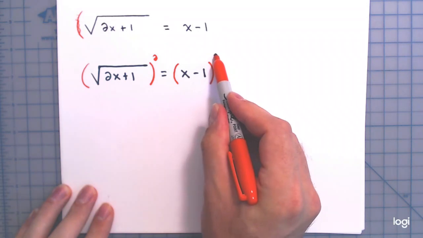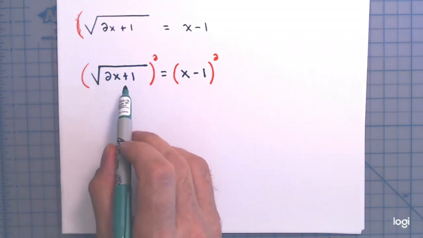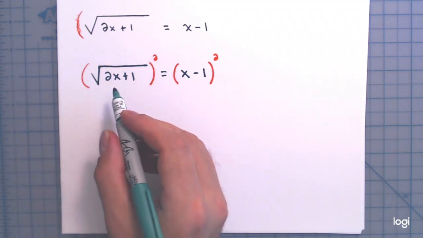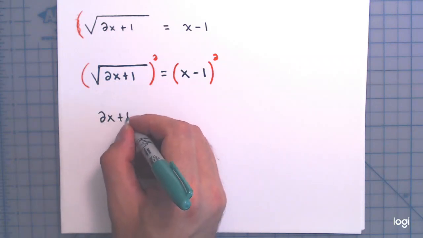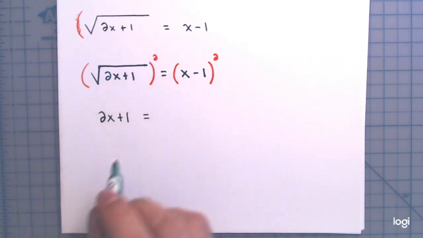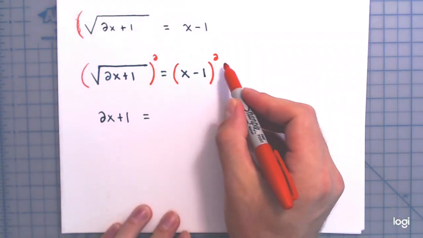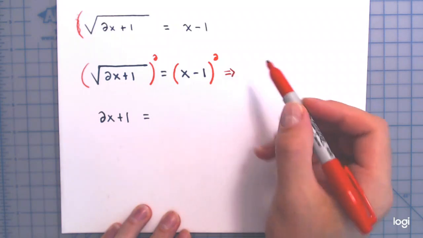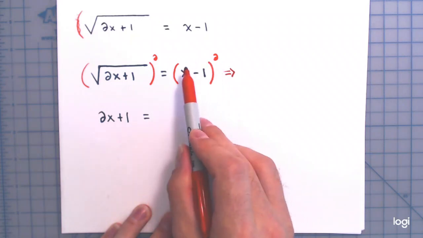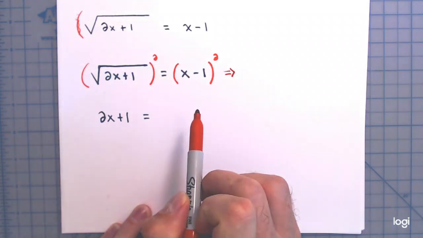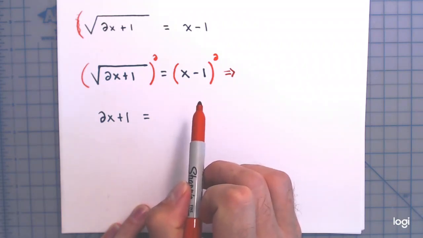All right, so you got to be really careful with this. The left side is just going to be the radicand, the radical and the power basically undo one another. And I'll have 2x plus 1 equals, and this other side, don't forget what it means to square something. Right? When I tell you I'm taking x minus 1 and squaring it, don't distribute powers, please. Right? You cannot distribute powers over sums or differences.